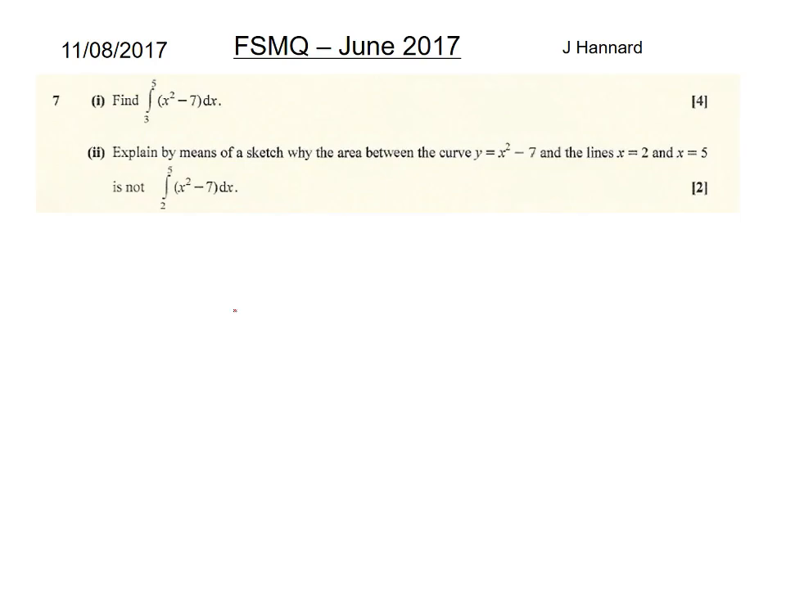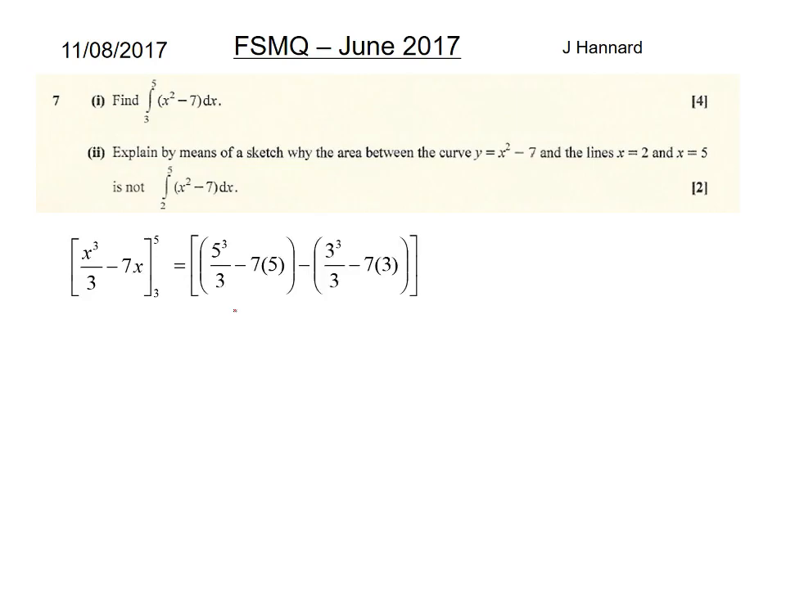Question 7: find the definite integral between 3 and 5 of x squared minus 7 with respect to x. So what we do here is add 1 to the power, divide by the new power, and then we put 5 and 3 through it and take them off each other, and we end up with 56 over 3. Just be careful there with your cubes and your negatives. There are a lot of ways to trip up there, but you've got 2 hours for this exam, so just be nice and careful.